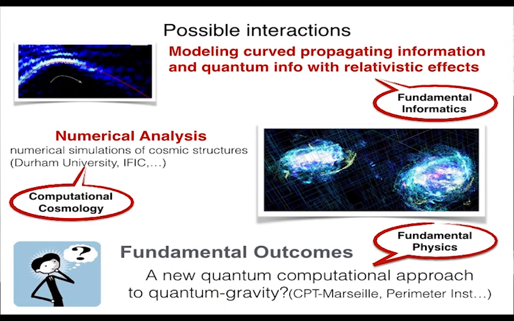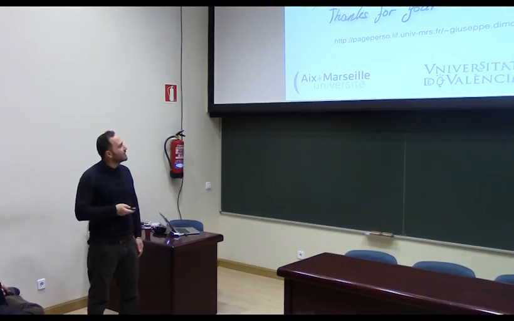And then fundamental outcomes. Yes, this is the most important part for me. How we can approach quantum gravity from this perspective. Is this approach a new quantum computational approach to this problem? Is the last model that I presented to you, the superposition of topologies, a sort of bridge between lattice and quantum gravity? This is what we should discover in the next months, or year, probably. And thank you for your attention.